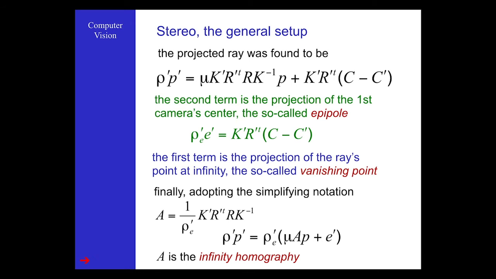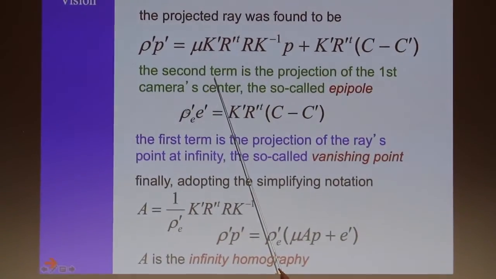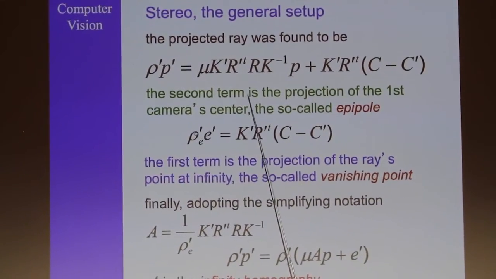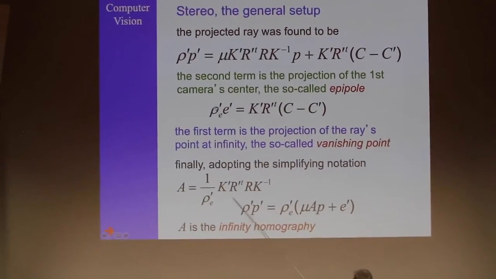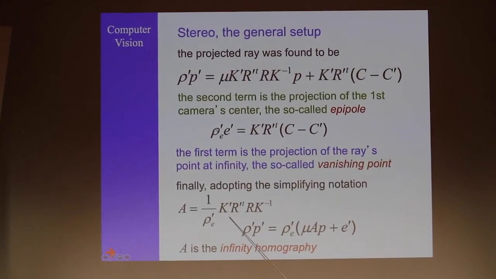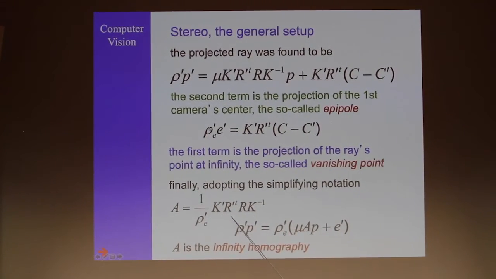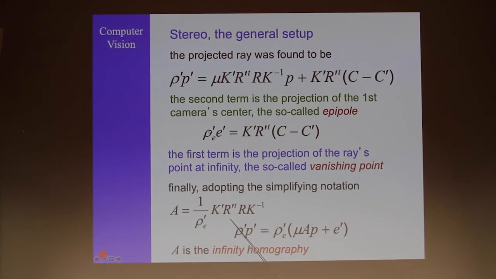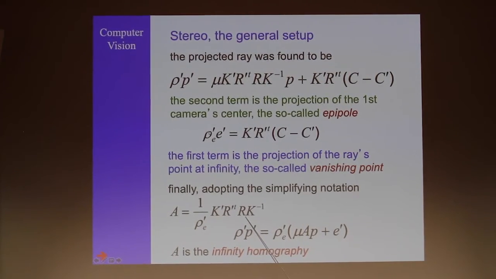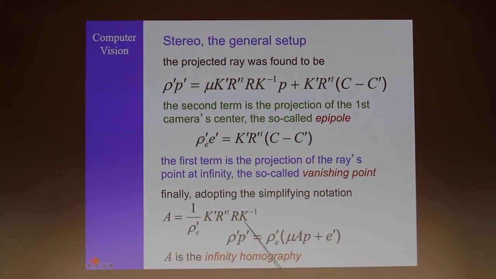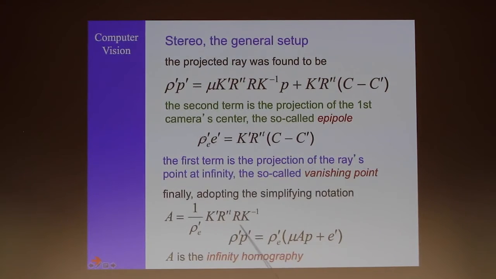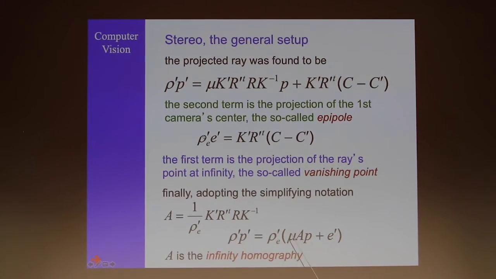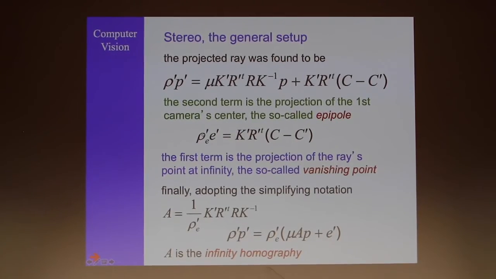Maybe one further note on that first term. We get this expression here with K prime, R prime, transpose, R, K, inverse. This whole expression is a 3 by 3 matrix again, because K is a 3 by 3 matrix, R prime also, so it's transposed as well. Then we have R, which is 3 by 3, and K's inverse are also 3 by 3s. So that entire product is a 3 by 3 matrix. We call that the infinity homography.